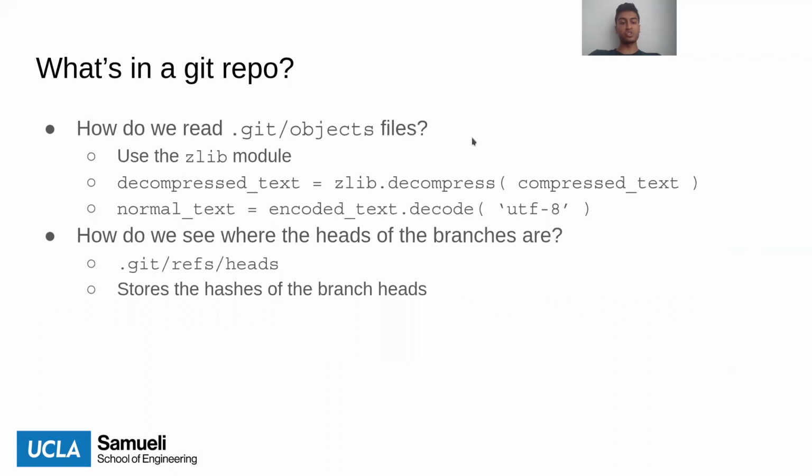Well, in Python, this is where zlib comes in. We read out the text into a string, and we get some garbage like this. Then we decompress the compressed text using zlib, and then we decode the decompressed text into UTF-8 format, which is our normal human readable format. So that's how you read these hash object files in Python. You use zlib and do this decompress and decode business.